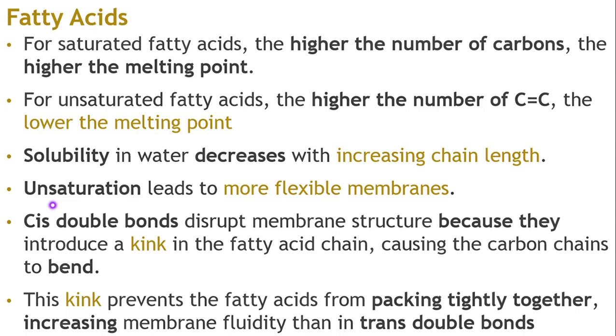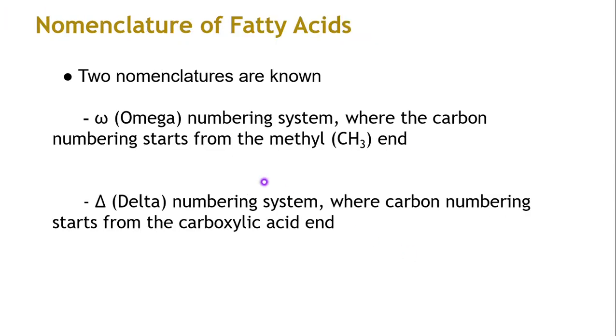Now looking at the cis double bonds, the cis double bond disrupts the membrane structure because it introduces a kink. It introduces a kink in the fatty acid chain, causing the carbon chains to bend. I've already discussed this one with you, so if there's a kink, it will be the presence of the double bond. Now let's look at the nomenclature of fatty acids.